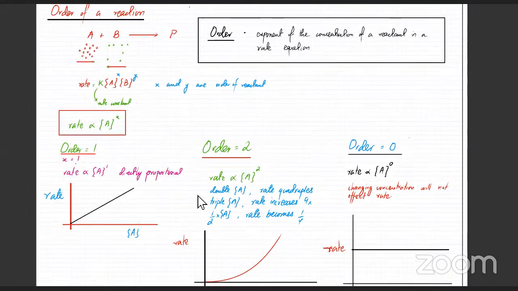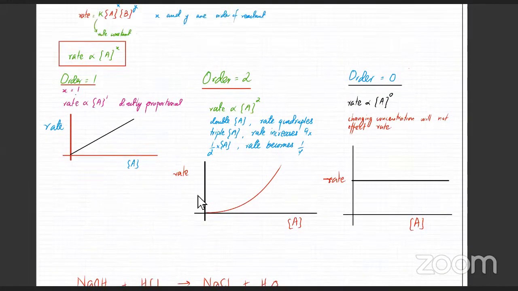For example, this one is your rate graph. But this is not plotted with respect to time; this is plotted with respect to concentration. So in a zero order reaction, the rate just remains constant no matter what happens. You can think of this as the concentration of the reactant, because with time the concentration of a reactant changes, but the rate will remain just constant. Nothing will affect the rate of reaction.